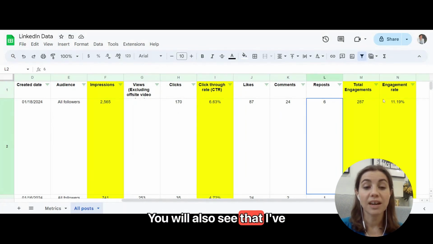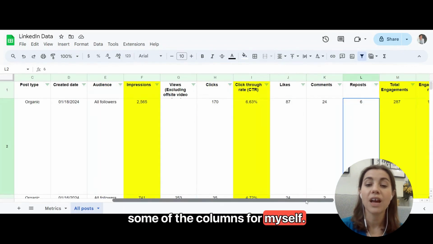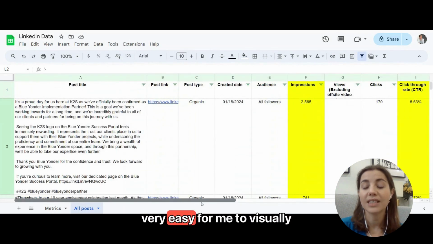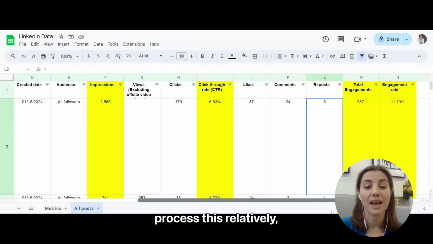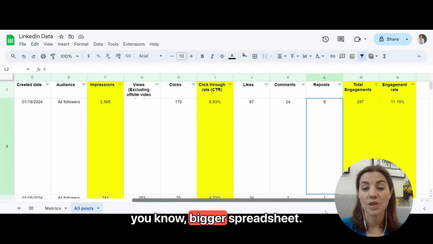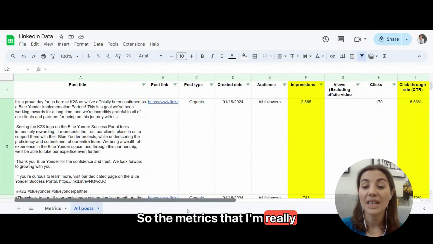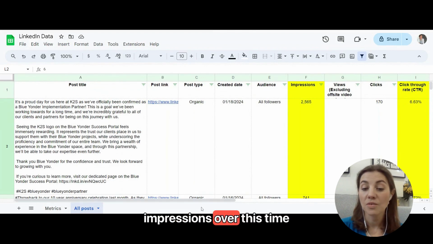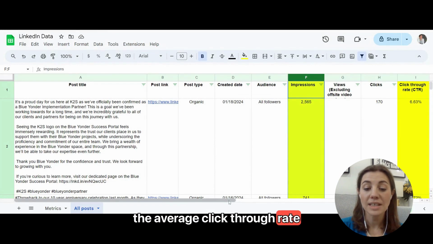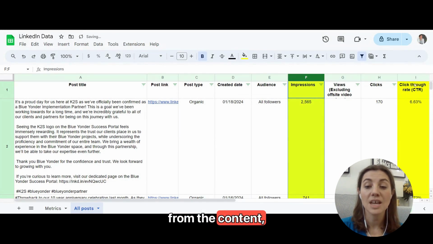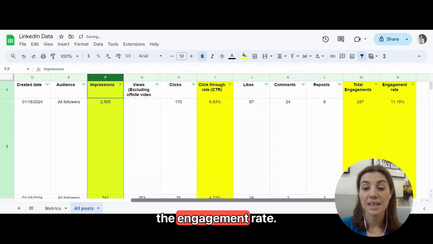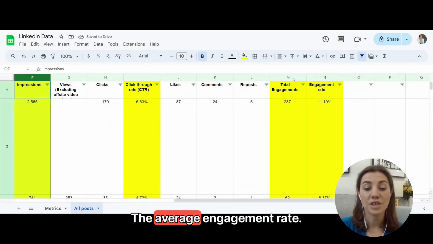You will also see that I've highlighted some of the columns for myself. I've done that to make it very easy for me to visually process this relatively bigger spreadsheet. So the metrics that I'm really interested in are the impressions over this time period, the click-through rate, the average click-through rate over this time period from the content, the total engagements, and the engagement rate, the average engagement rate.